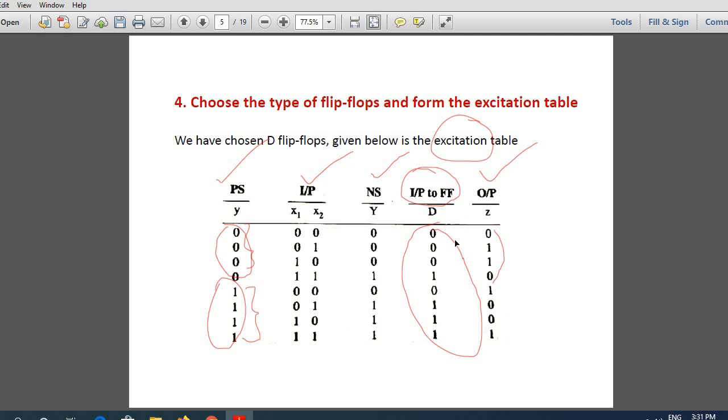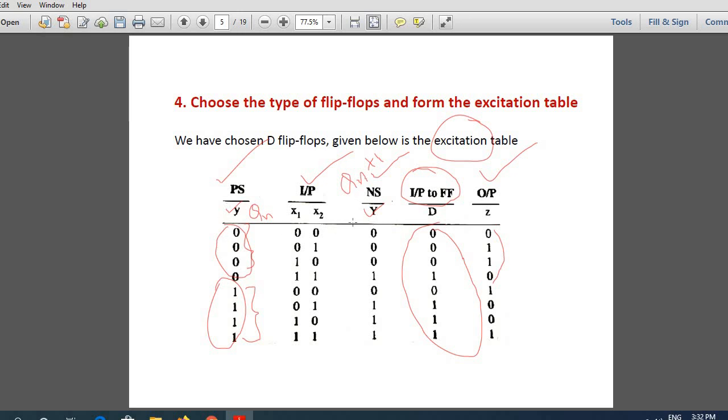How will you get the input to the flip-flop? It is basically from the excitation table. You take the present state combination and the next state combination. This is actually like your Qn. The small y is your present state. I have given the variable as small y for present state and capital Y for next state. This present state you can write as Qn, and the next state you can write as Qn plus 1. So this is actually your Qn and Qn plus 1 combination, small y and capital Y.